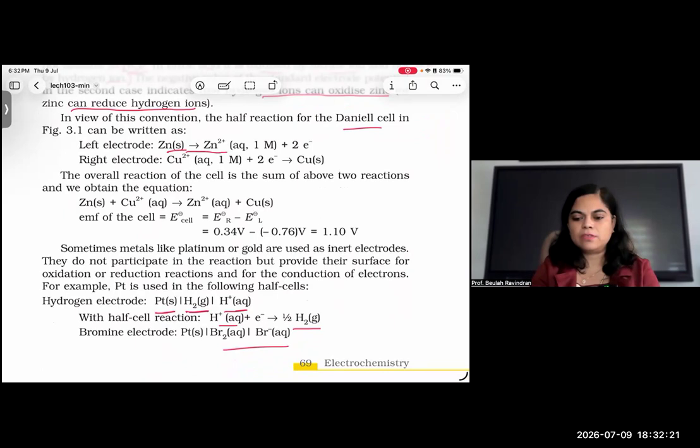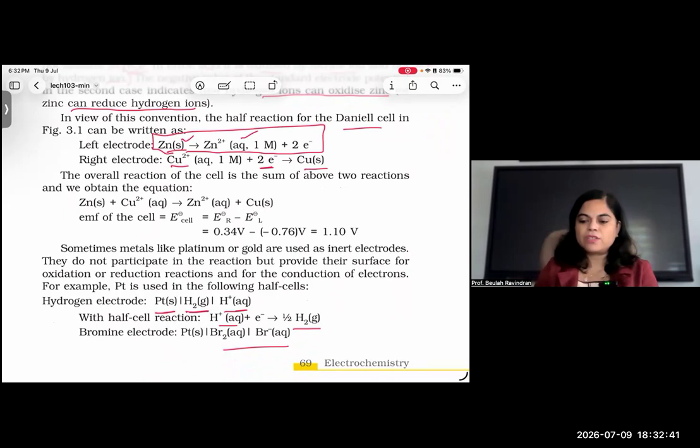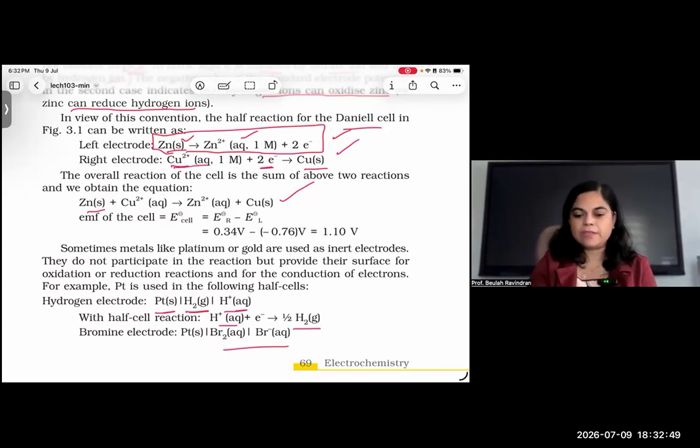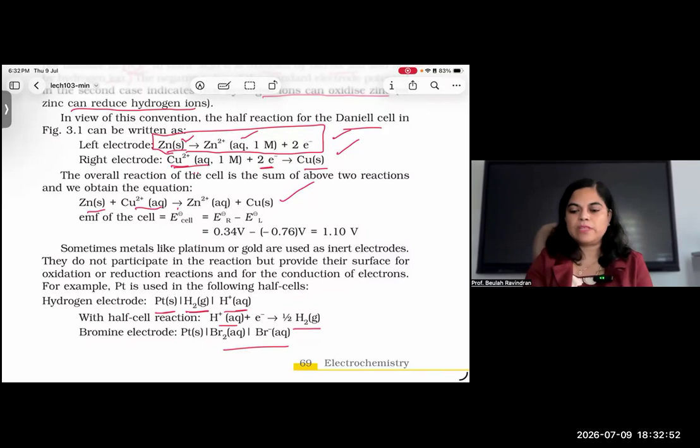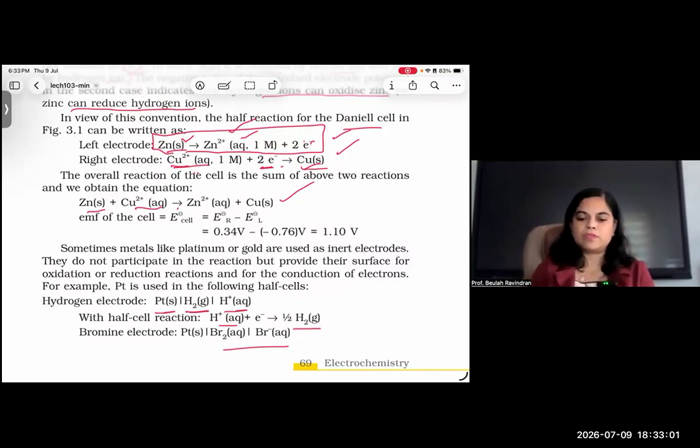So this is the half cell. Zinc solid becomes zinc aqueous plus 2 electrons. Then copper 2 plus accepts 2 electrons and becomes copper solid. So we can take the right electrode and the left electrode. Always, the overall reaction is the sum of the above two reactions. If you add these two, you'll get this reaction: zinc solid plus copper 2 plus on the reactant side gives zinc 2 plus and copper solid, because the 2 electrons are accepted by this copper 2 plus, so it becomes copper solid.